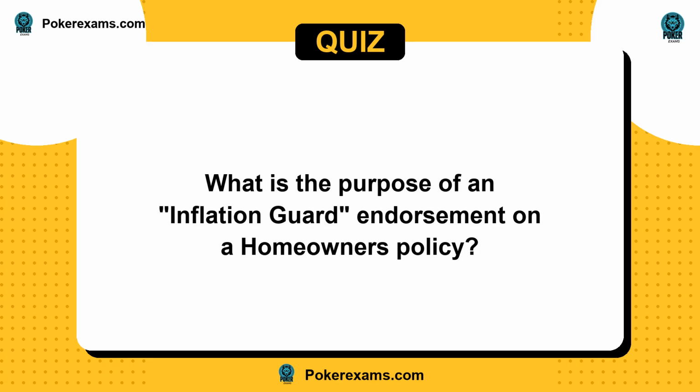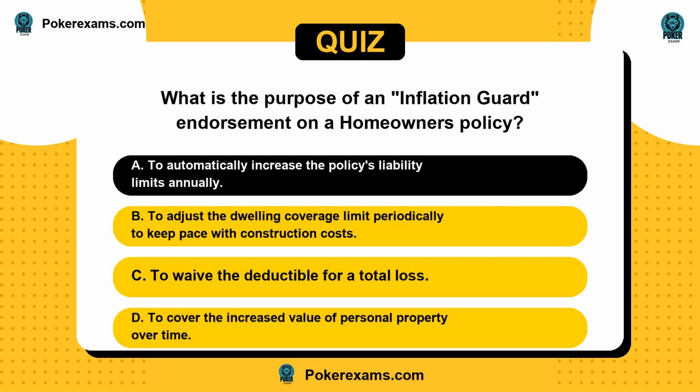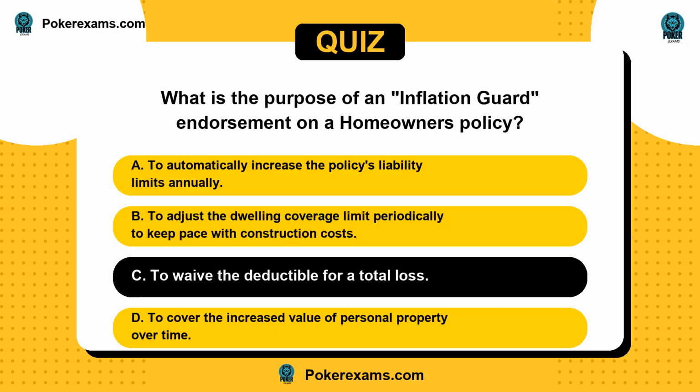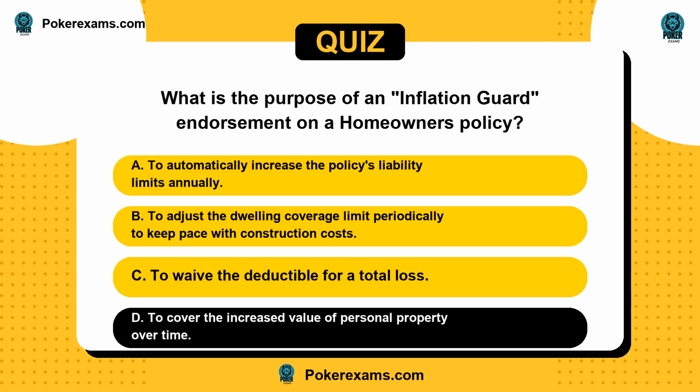What is the purpose of an inflation guard endorsement on a homeowner's policy? Is it A, to automatically increase the policy's liability limits annually? Or B, to adjust the dwelling coverage limit periodically to keep pace with construction costs? C, to waive the deductible for a total loss? Or D, to cover the increased value of personal property over time?